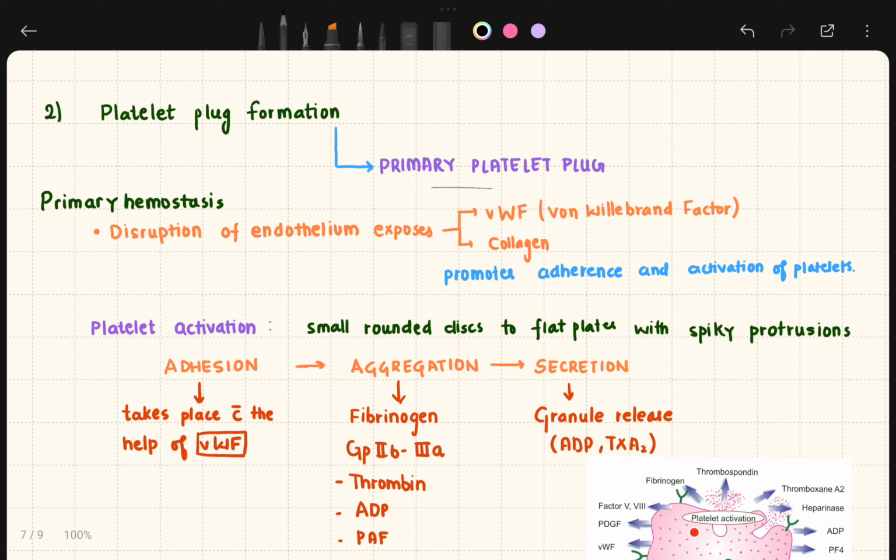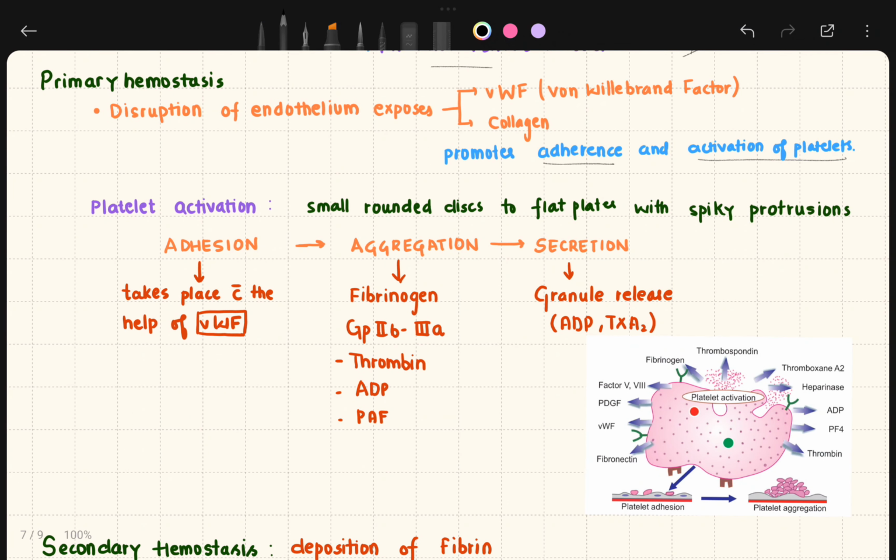Whenever there is an injury, whenever there is a damage to our vessel, as we know that vessel walls are lined by endothelial cells. And when this vessel wall gets damaged, this endothelium gets removed from here and it will expose some subendothelial components, and these subendothelial components are von Willebrand factor and collagen that are going to promote the adherence and activation of the platelets that will lead to formation of a platelet plug.